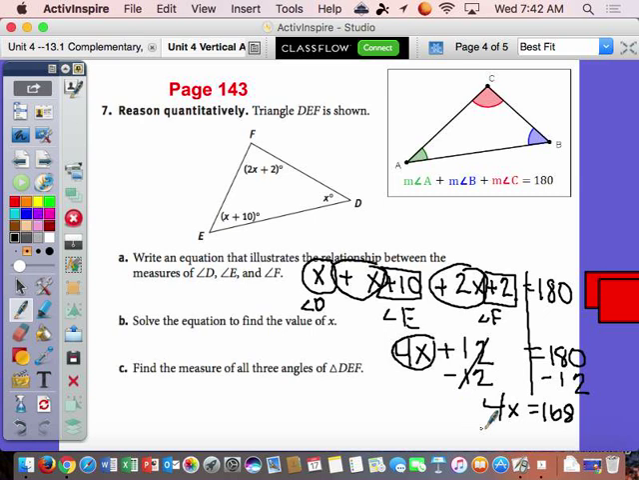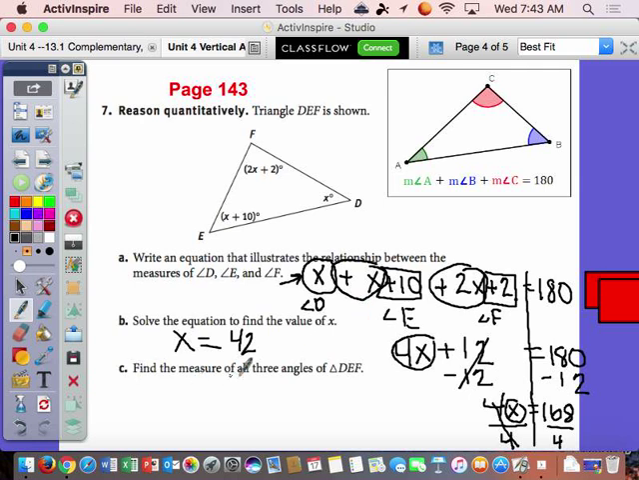All right? Now, circle my variable. What do I do to both sides? Divide by 4. What is 168 divided by 4? And you should get 42. Again, this is not degrees. This is what x equals. Okay? So solve the equation and find the value of x. We did that. So this right here is our equation, and then this right here is us solving it, okay?